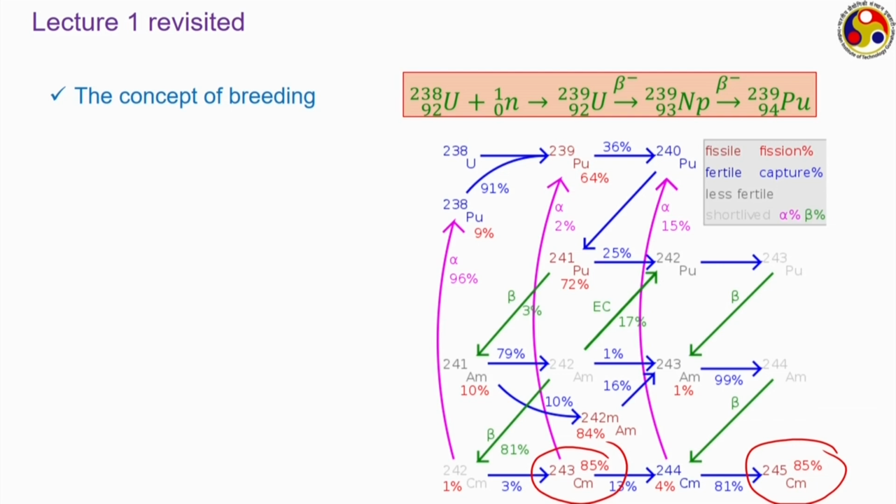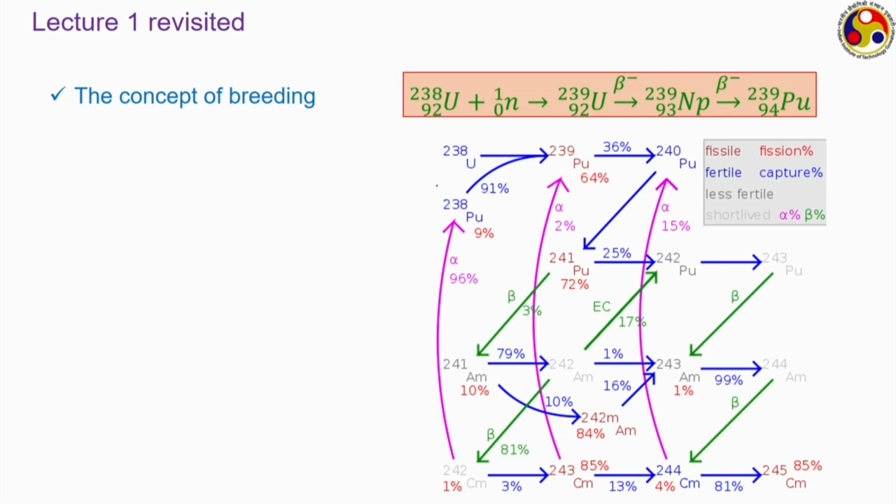Another possibility of this Cm-242 is to go through an alpha decay, thereby producing Pu-238, which, being a fertile one in nature, can participate in neutron capture to produce Pu-239. So we are back where we started. Therefore, you can clearly see it's a whole net.